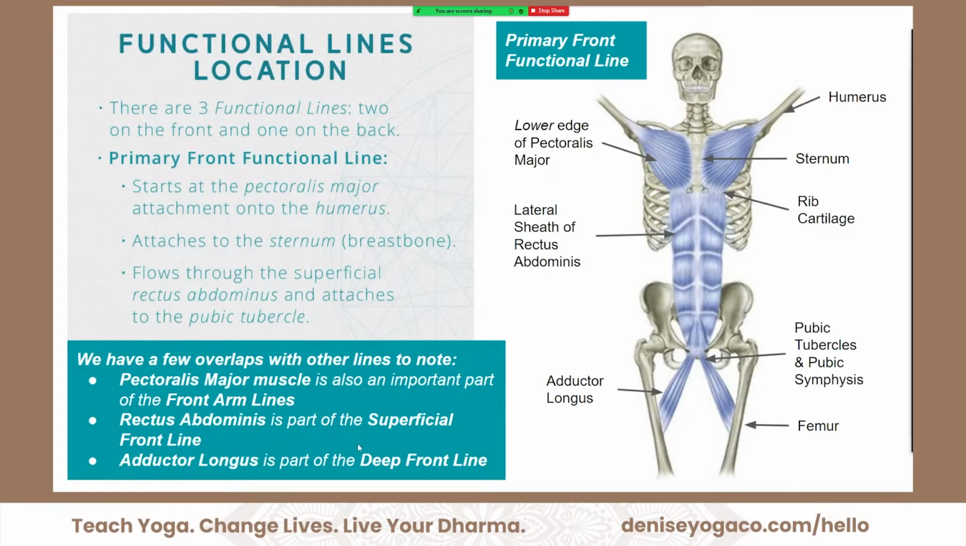Rectus abdominis is part of the superficial front line too, right? So we see this reflected in two lines, superficial front line and the functional line. And you're going to see a very interesting characteristic of the rectus abdominis in a few slides from now. Okay, and the adductor longus, this muscle down here, is also part of the deep front line, because all of the adductors, all of the muscles that are in here, are part of the deep front line, which is our myofascial core. Okay? All right.